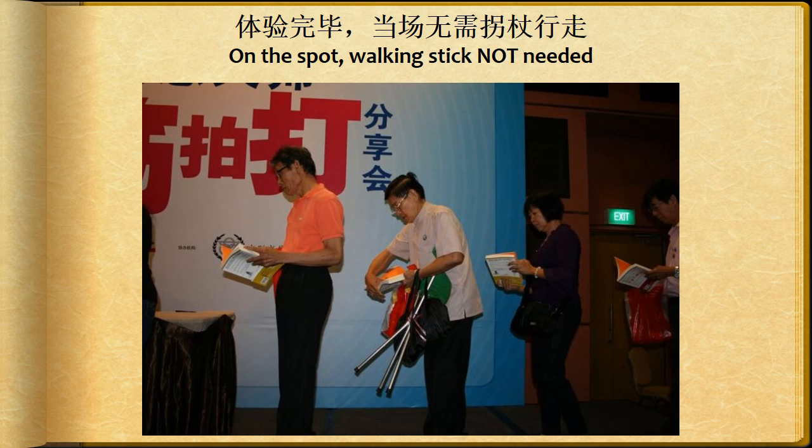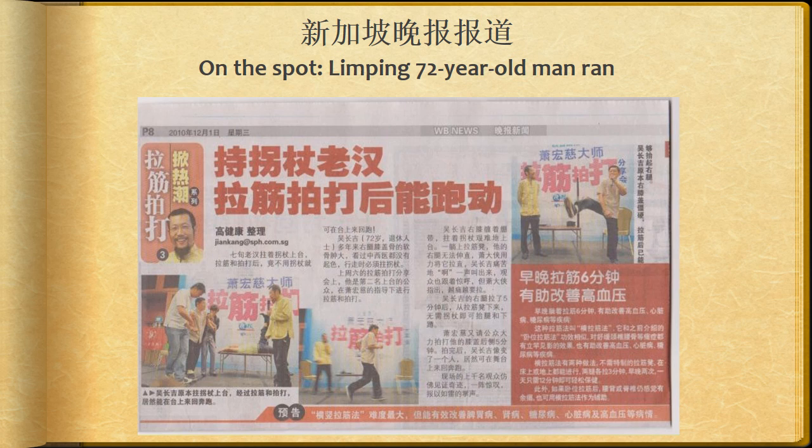Now you can see, after that, the gentleman no longer used the 2 walking sticks. But what really happened was actually more dramatic. It appeared in the following day's Singapore newspaper. You can see when the gentleman first came up, he was helped by 2 people to get up on the stage. After doing PaidaLajin, he began to run. Then all of a sudden, he became Bruce Lee. Okay, this is out of our expectation. If it happened, it just happened.